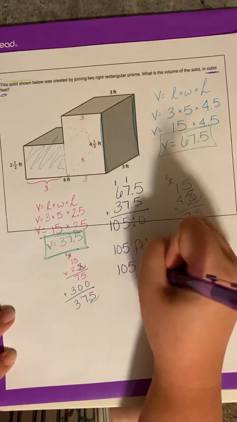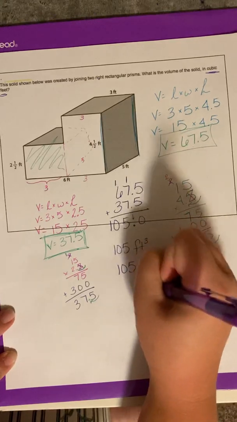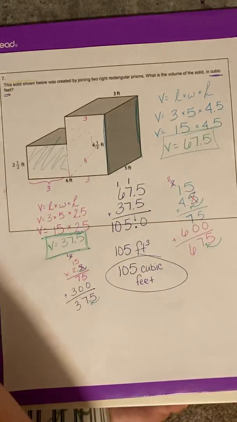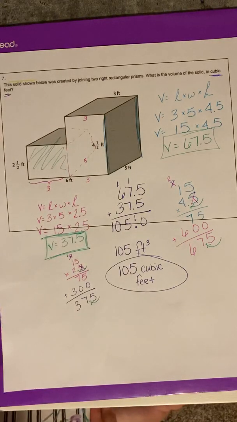105 cubic feet. All right. Again, you can fast forward, or you can rewind, pause, whatever you need to do to help you out.